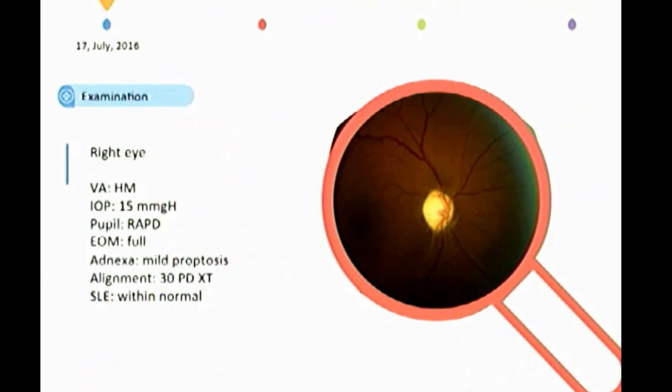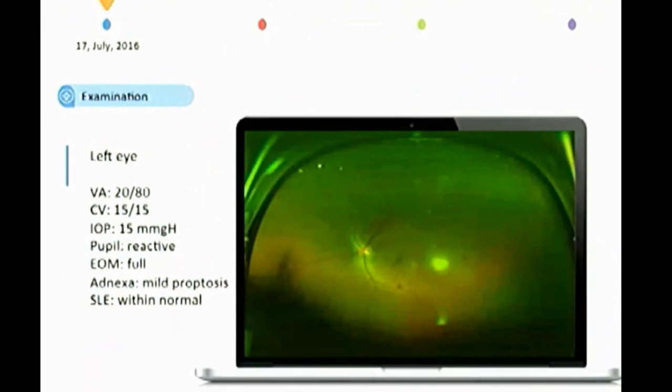Extraocular motility was within normal. Adnexa showed mild proptosis. The alignment showed 30 prism diopters of XT, and the slit lamp exam of the anterior segment was within normal. Fundus exam revealed almost total cupping of the optic disc that also looks pale. Examination of the left eye revealed a VA of 20/80 with normal color vision and intraocular pressure. Pupils were reactive to light, and motility was full. Again, this eye showed mild proptosis, and the anterior segment exam was within normal.